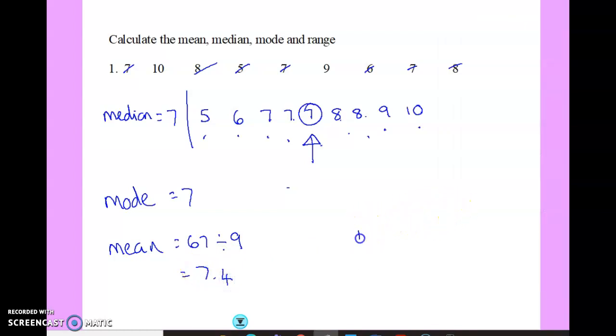The range is the highest number take away the lowest number. Highest number is 10. Lowest number is 5. So it's 10 take away 5, which is 5.